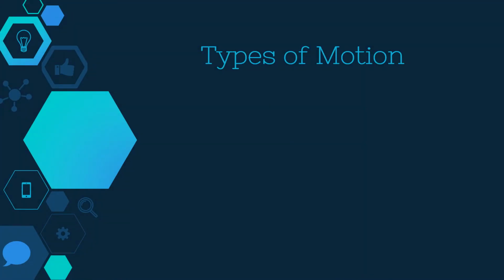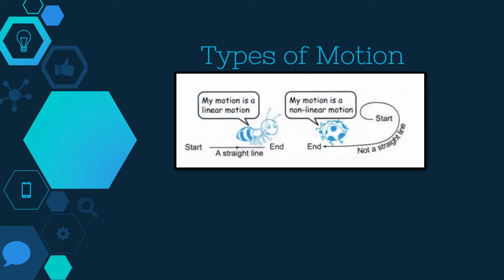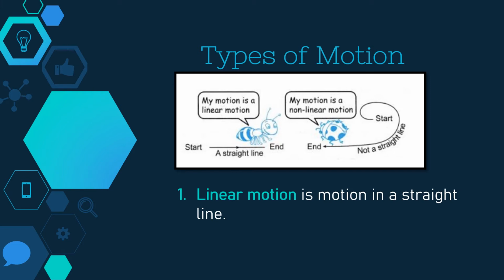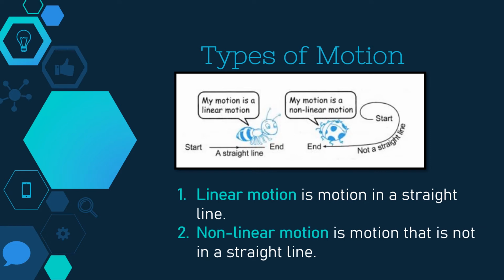Now, we have two types of motion. If we're going to analyze this illustration, the ant says, my motion is a linear motion. On the other hand, a bug says that my motion is a non-linear motion. So what is the difference between the two? First, linear motion is a motion in a straight line. On the other hand, nonlinear motion is a motion that is not in a straight line.